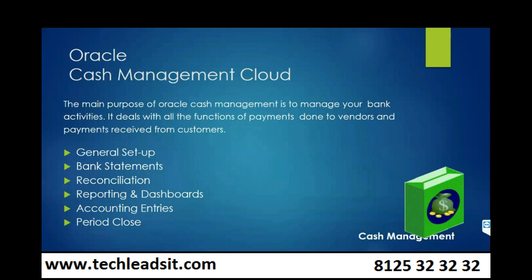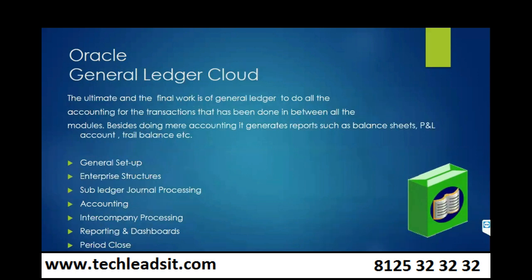So I believe you can get an idea right now of how everything is interconnected. Accounts payables is connected to cash management, accounts receivables is connected to cash management, and assets again is connected to accounts payables as well. But the main module, the basic one from which the basic finance or accounting starts, is nothing but the general ledger.